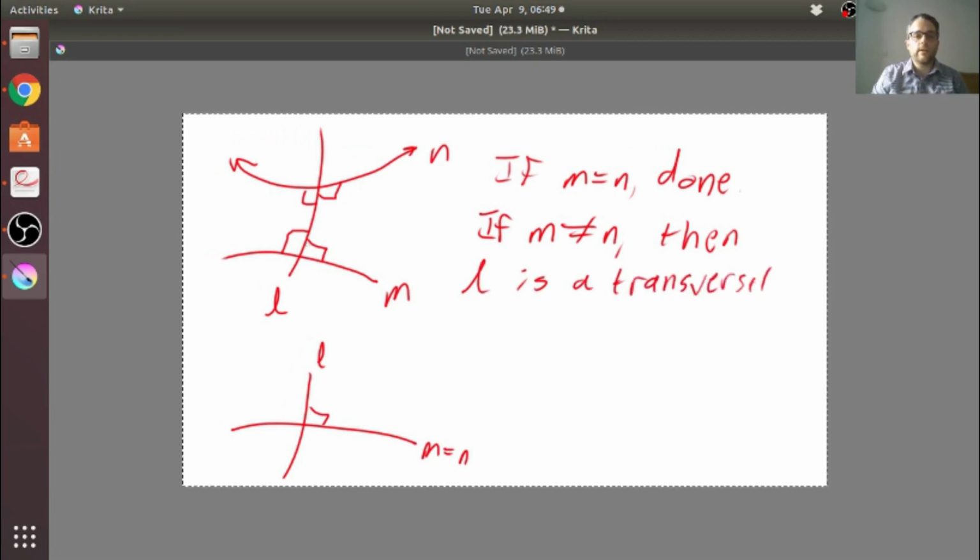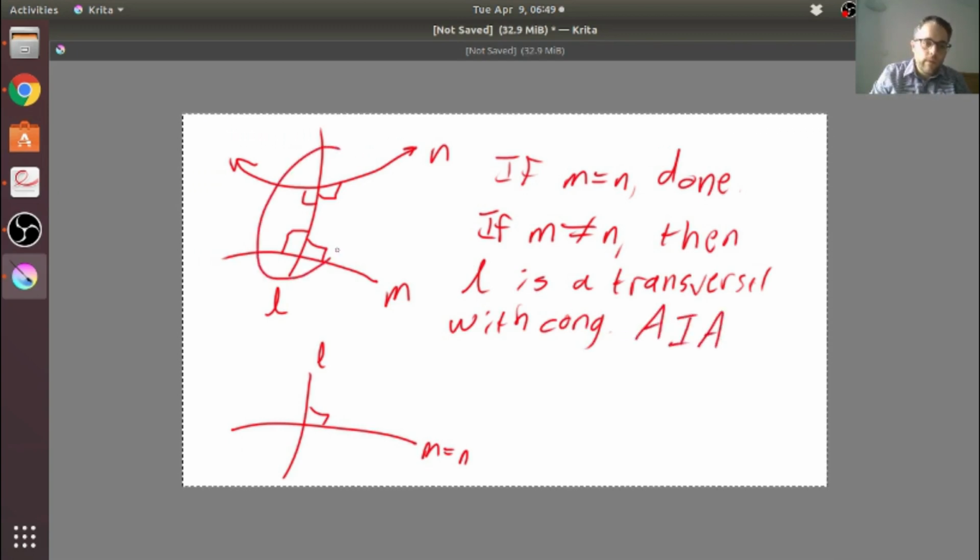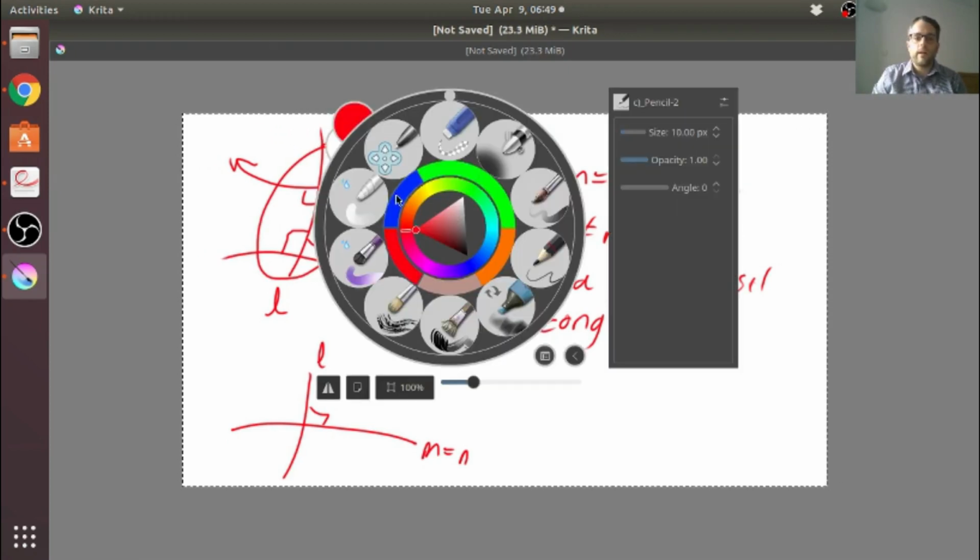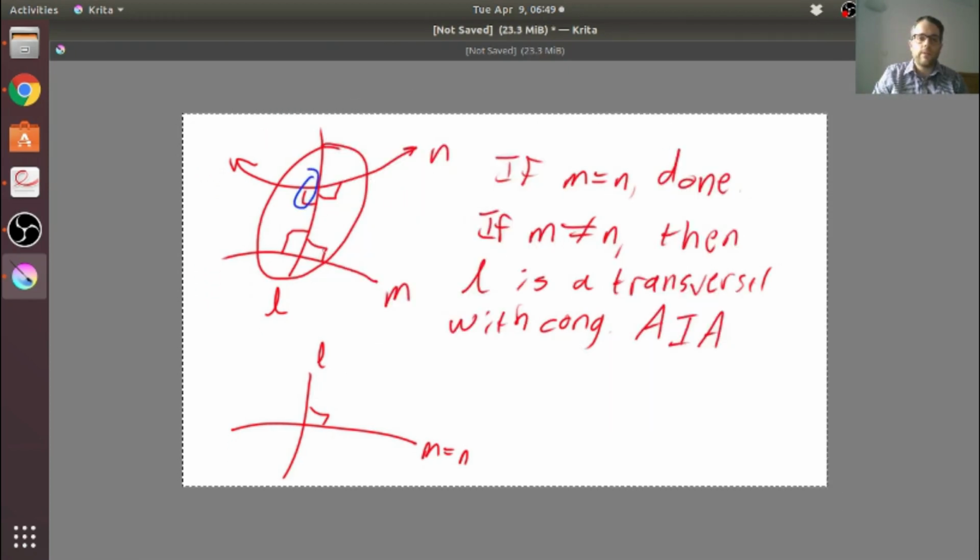Right? L is a transversal for M and N. And what do we know? It's a transversal with congruent alternate interior angles. All of the angles in this picture are right angles. So in particular, if I look at some pair of alternate interior angles, they're right angles. They're congruent to each other.